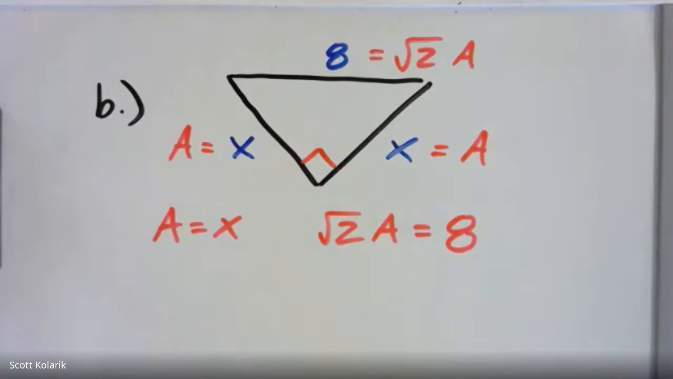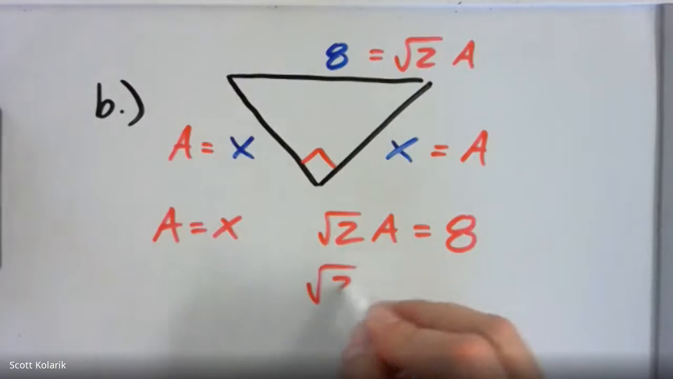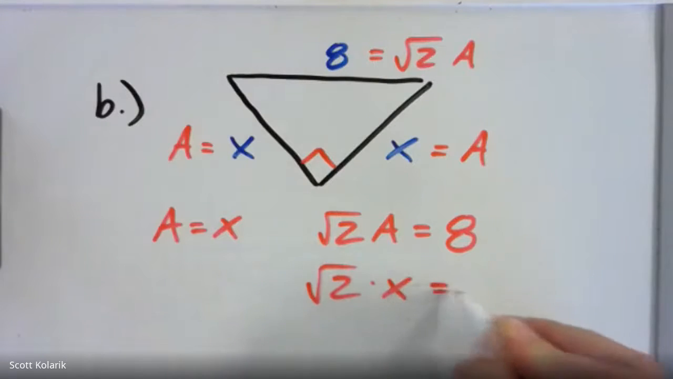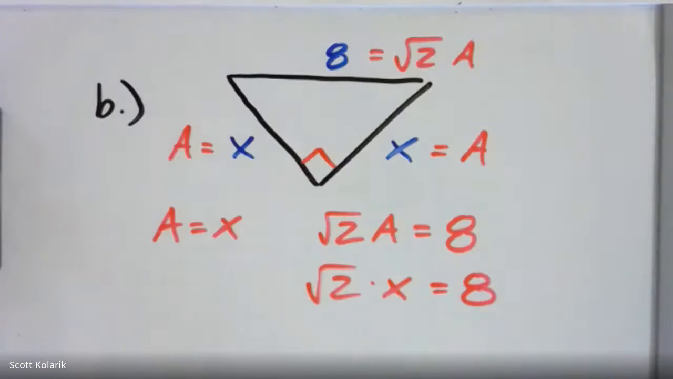So again, I'll use substitution. I know A is X, so I'll replace that A with X. So I'm going to get square root of 2 times X equals 8. And here's where you can see the difference from the last problem. In the last problem, I literally just had to do whatever calculation was over here on the side. In this case, I now need to move stuff away from the variable. So in this case, this square root of 2 is multiplied by X. So I'm going to divide it to the other side.